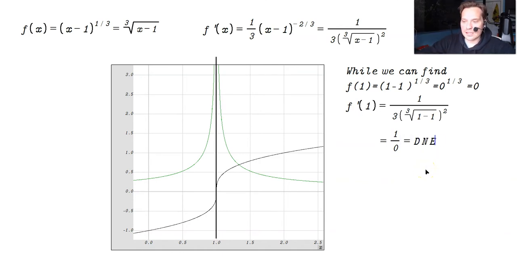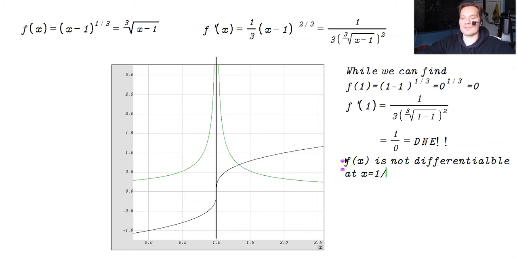The point is this is DNE, correct? So what is this telling us? It's telling us that f of x is not differentiable at x equals 1. And visually speaking, what it means is the graph of f prime has some kind of defect in it, like a vertical asymptote. And that's how you should think about these things from a visual perspective, at least. But I'll leave it here.